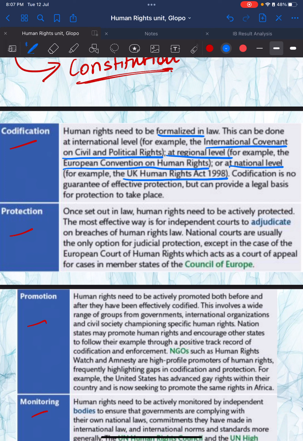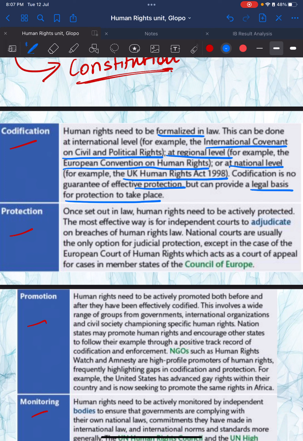Codification is no guarantee of effective protection but can provide a legal basis for protection to take place. So that means the first foundation is protection. The first foundation is that human rights have a legal basis. If it is not written in any law book, that means it is going to be fragile, it is not going to be promoted or protected by any of the courts. So first step, you give them the legal basis, right?